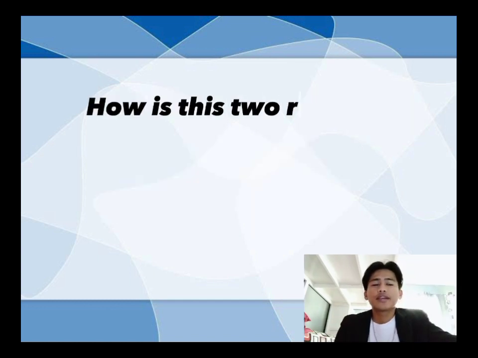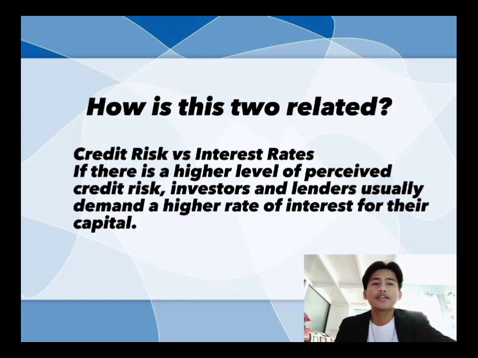How are credit risk and interest rate related? If there is a higher level of perceived credit risk, investors and lenders usually demand a higher rate of interest for their capital.